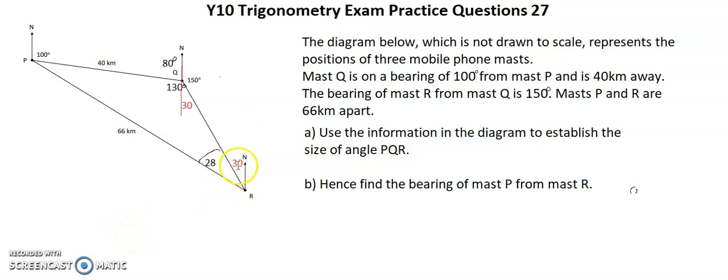So based on that, a true bearing starts at north and goes all around to this angle, which means I am starting off with 360, and I just want to take away the 30 and take away the 28, and I'm left with a true bearing of 302 degrees.